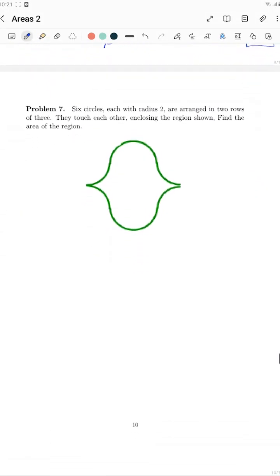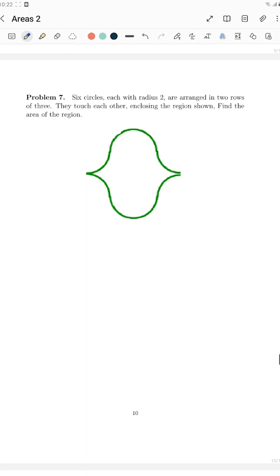Alrighty, let's see what problem 7 entails. 6 circles, each with radius 2, are arranged in 2 rows of 3. They touch each other, enclosing the region shown. Find the area of this cute little funny quirky region.